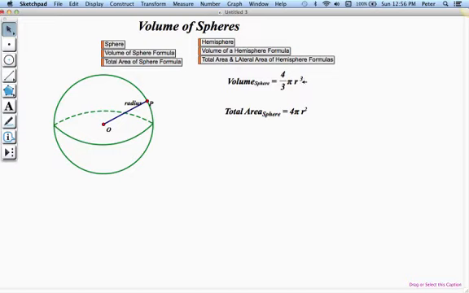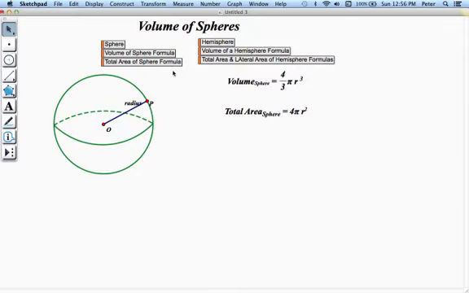Now it's easy enough to get these two formulas confused, but just remember that volume will always be a cubed unit and an area will be a squared unit. So the volume of a sphere is 4/3 pi r cubed. Let's make sure you get that in your notes. And just for your quick reference, there's the total area of the sphere as well.